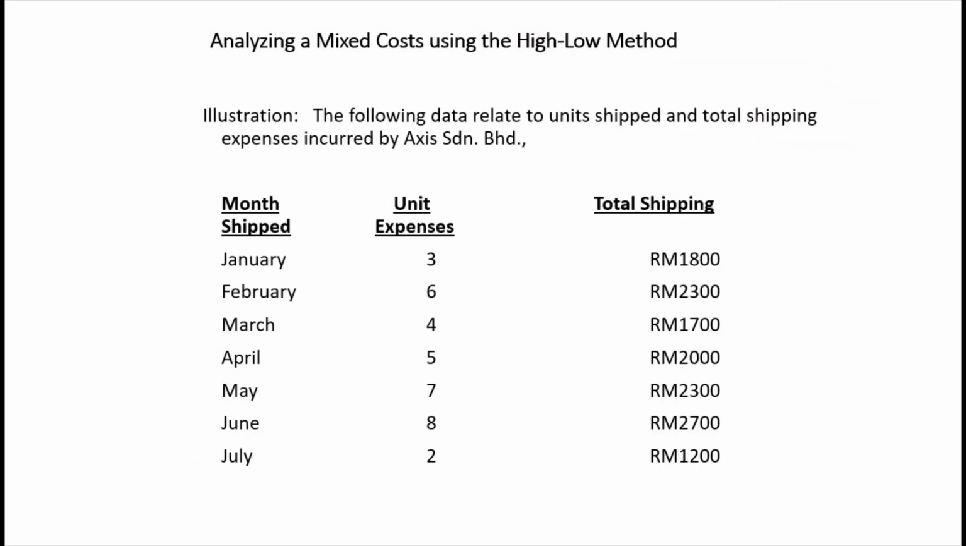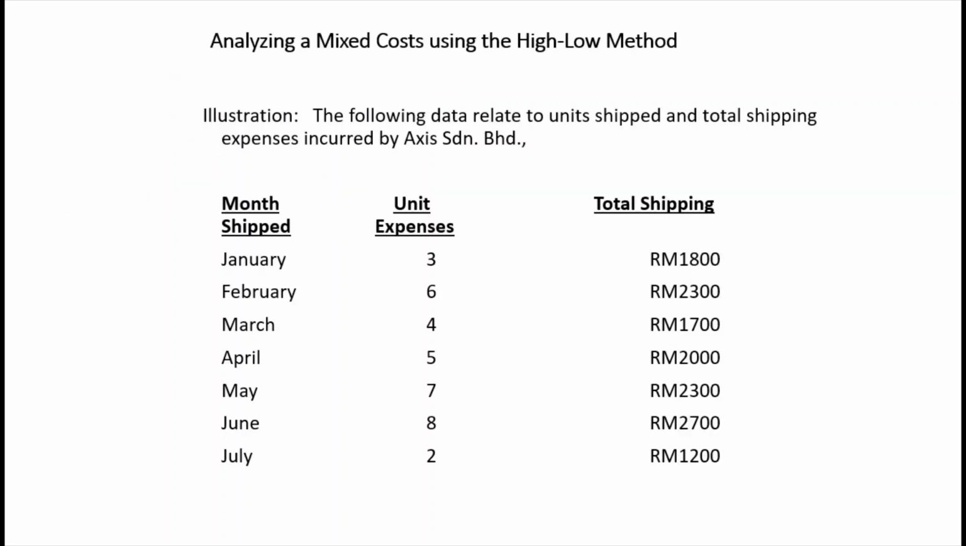Okay guys, so next we'll look into analyzing a mixed cost using the high-low method. The following data relates to the units shipped and total shipping expenses incurred by Axis and Riyadh Berhad. So you have the month shipped, as well as the units together with the total shipping expenses. So we're going to calculate the variable cost per unit and the fixed cost using this high-low method. The formula for variable cost is the highest activity cost minus the lowest activity cost, divided by the highest activity unit minus the lowest activity unit.